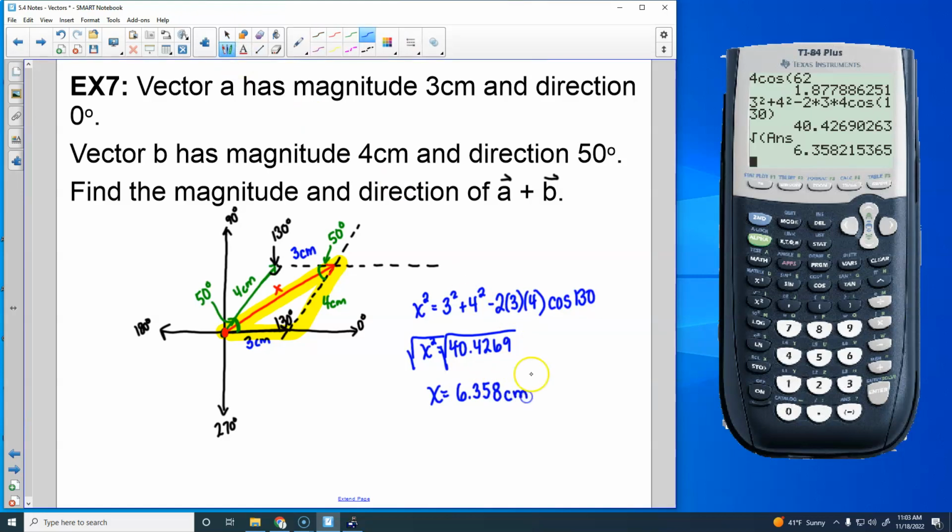And that is centimeters. That is my magnitude. So the length of the side gives you your magnitude. It also asks us for the direction, which is the angle. And so we want to find the angle that this vector makes with the x-axis right there. It is possible for us to find this other angle up here, but that wouldn't be our final answer. We'd have to do more work if we found that angle.